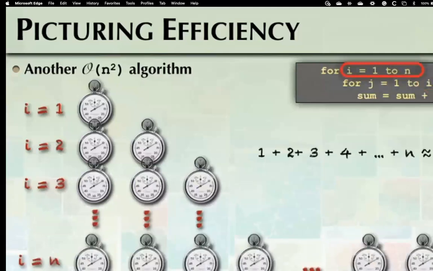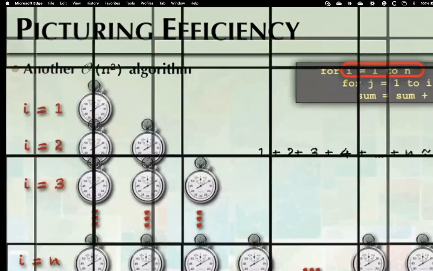As we computed earlier, the sum 1 plus 2 plus 3 plus 4 and so on up to n is order at most n squared. So here we have nested loops, where the outer loop is clearly dependent on n and the inner loop is dependent on I. But if we look closely at this algorithm, we see that the value of I varies from 1 to n. And so I is dependent on n, making both loops dependent on n.